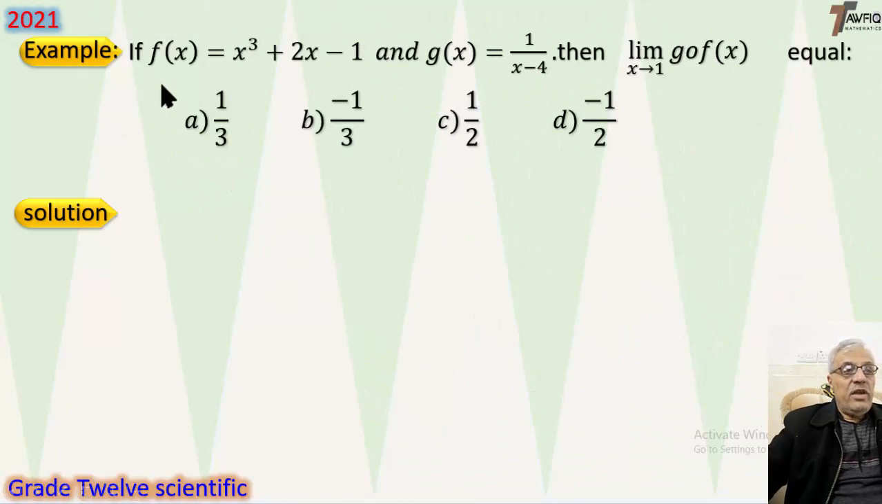Example: if f(x) is equal to x cubed plus 2x minus 1 and g(x) is equal to 1 over x minus 4, then the limit as x approaches 1 for g of f(x) equals a, b, c, or d. We can, because we have f(x) here before, replace 1 in f(x) and the result replace it in g(x).